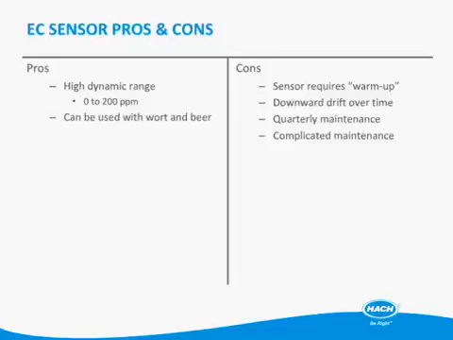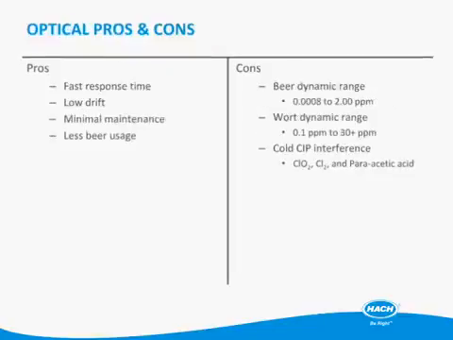But the cons are that the instruments require warm-up time. The downward drift can lull you into a false sense of security. They have complicated maintenance, which has to be done much more frequently than maintenance on an optical sensor. The pros of an optical sensor are that they have a great fast response time. Low drift, minimal maintenance. You use less beer because if you forget when you turned it on, and you walk out to your tank and turn it on and then walk away, you're not running a lot of beer to the floor.